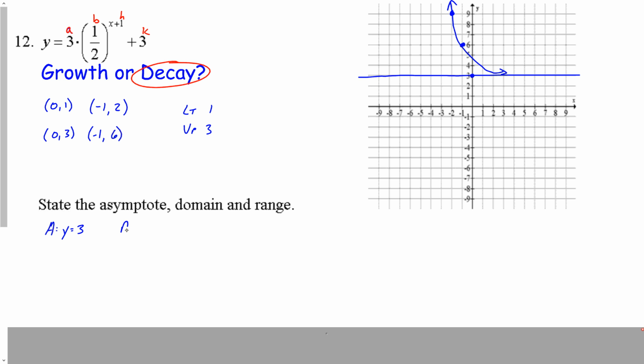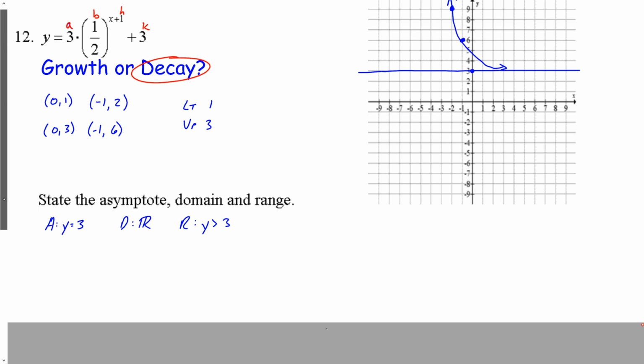Finish this off. The domain is all real numbers. The range, y values that we're using, is everything that is greater than 3. It's everything above our asymptote.